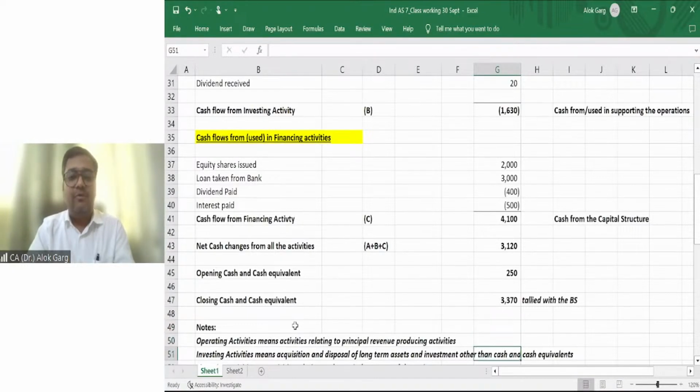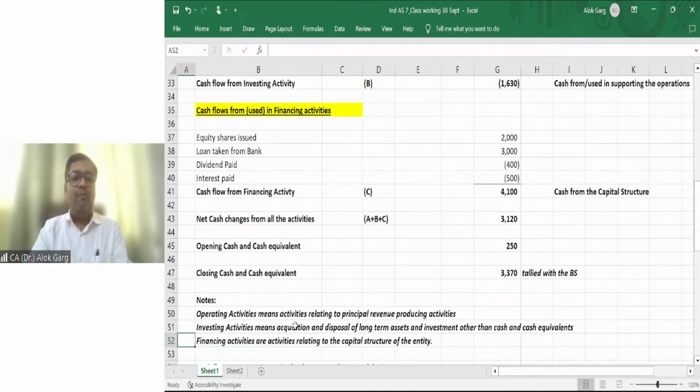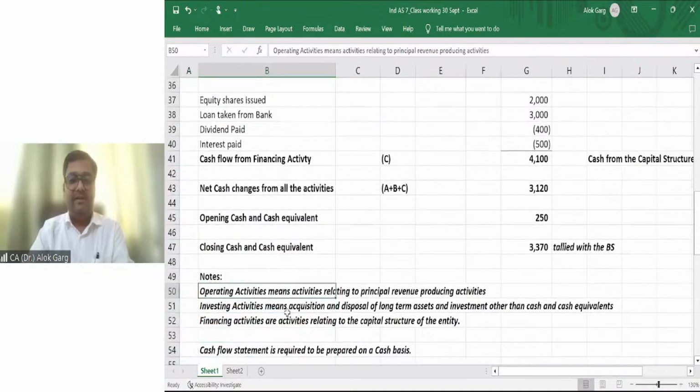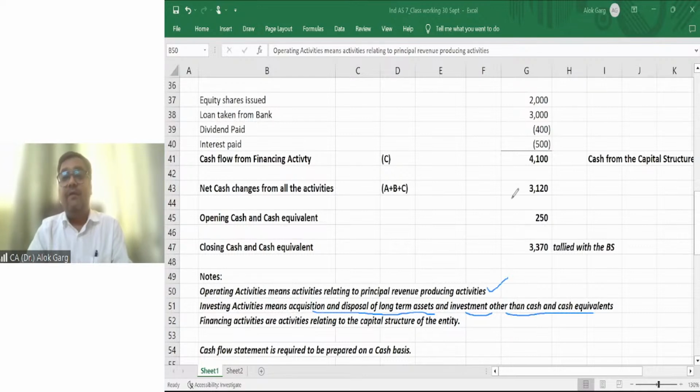So now let's come to some notes. Friends, operating activity means activity relating to the principal revenue producing activity, right? Investing activity means acquisition and disposal of long-term assets. You remember, Mansa? Long-term assets and investments other than cash and cash equivalent. If you are depositing money into your current account, that is not investing activity.